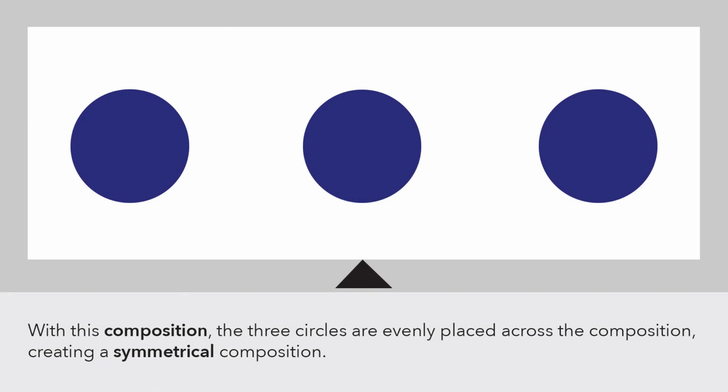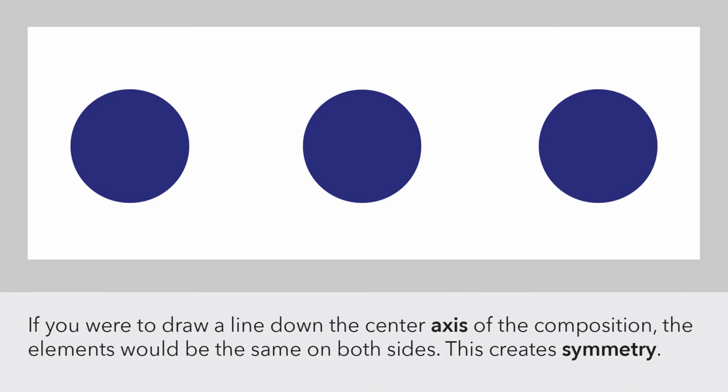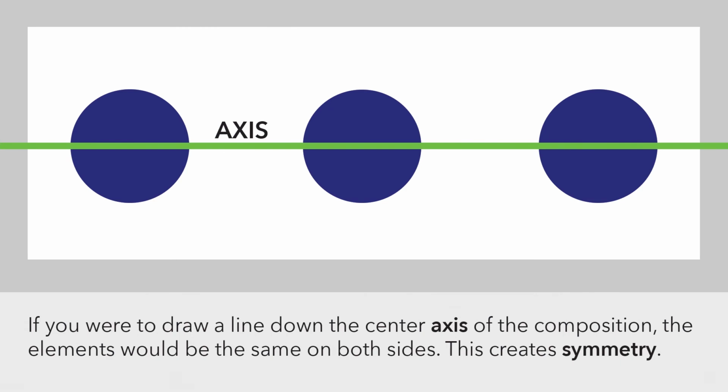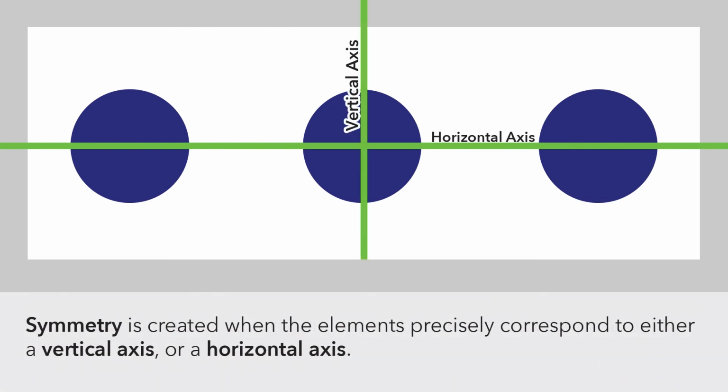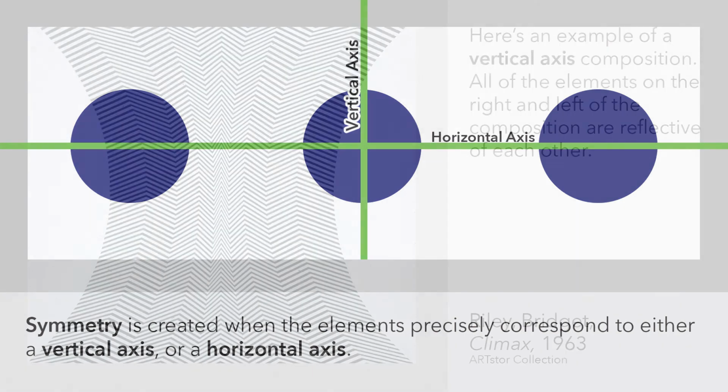With this composition, the three circles are evenly placed, creating a symmetrical composition. If you were to draw a line down the center axis of the composition, the elements would be the same on both sides. This creates symmetry. Symmetry is created when the elements precisely correspond to either a vertical or a horizontal axis.